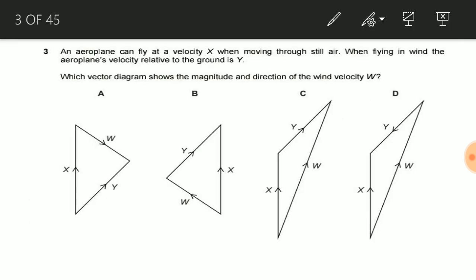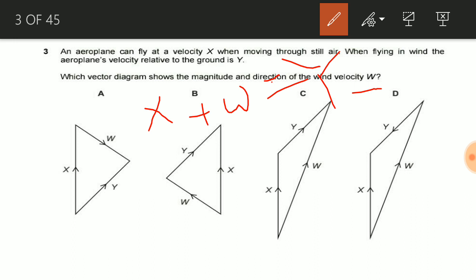Now let us see question number 3. In this question, an aeroplane can fly with a velocity x when it is in still air, and it can fly in the wind. The aeroplane's velocity relative to the ground is y. It means that the velocity x of the aeroplane is now affected by wind. The velocity of wind is w, and the result of x and w is y, because y is the relative velocity of the plane in the presence of wind. So y is the result of x plus w. So x plus w should give us y.